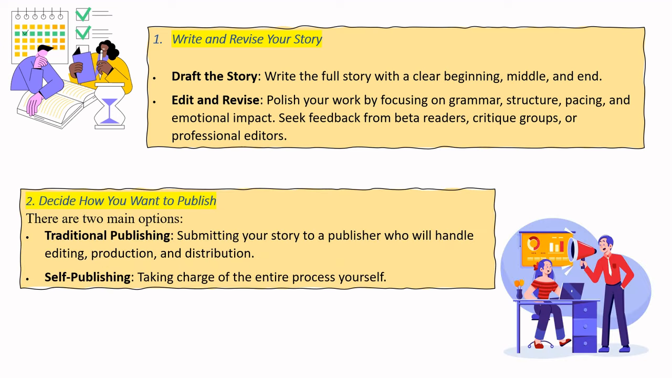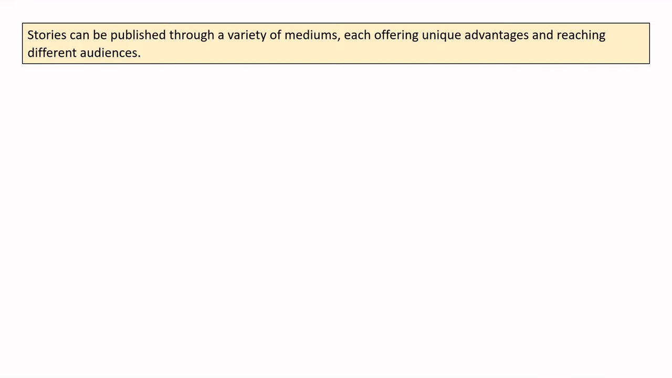Number 2. Decide how you want to publish. There are two main options. Number 1 is the traditional publishing, submitting your story to a publisher who will handle editing, production, and distribution. And the other one is self-publishing, taking charge of the entire process yourself. Stories can be published through a variety of mediums, each offering unique advantages and reaching different audiences. Here are several ways stories can be shared.